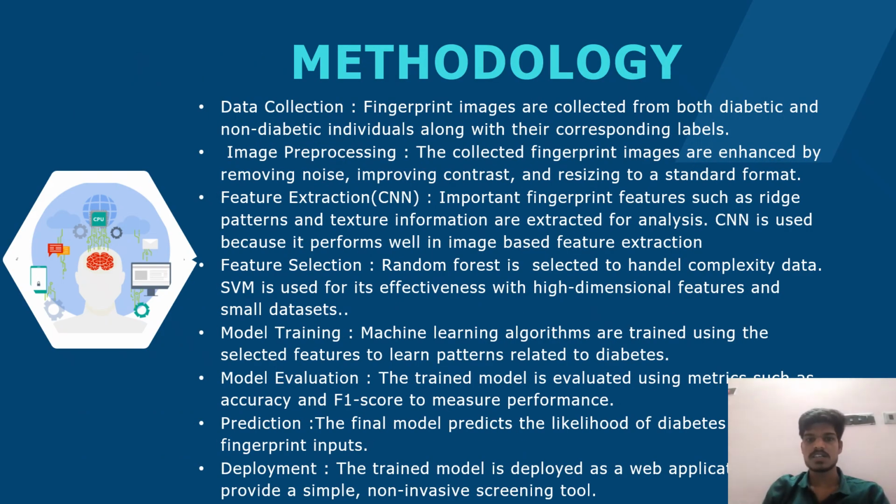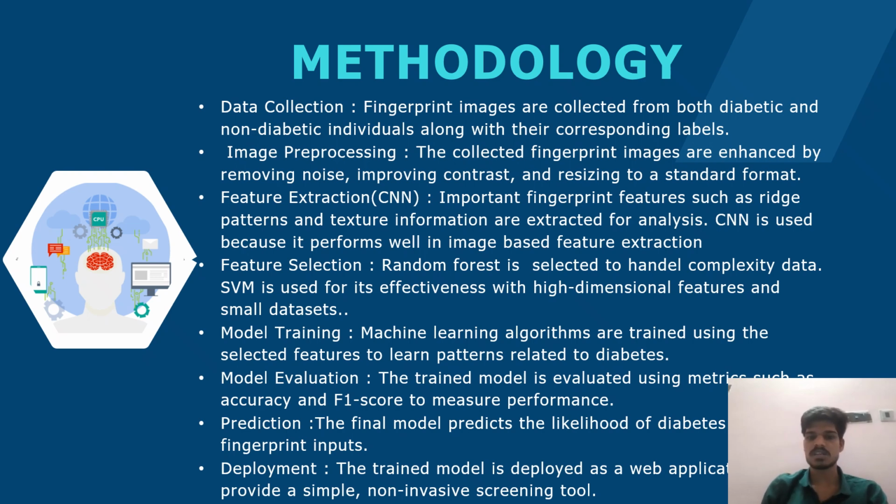Methodology. Data collection. Fingerprint images are collected from both diabetic and non-diabetic individuals along with their corresponding labels. Image processing. The collected fingerprint images are enhanced by removing noise, improving contrast, and resizing to a standard format. Feature extraction. Important fingertip features such as ridge patterns and texture information are extracted for analysis. CNN is used because it performs well in image-based feature extraction. Feature selection. Random forest is selected to handle complex data. SVM is used for its effectiveness with high-dimensional features and small datasets.